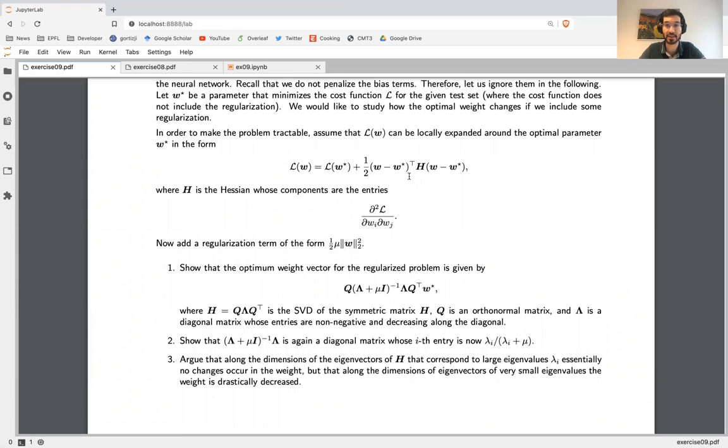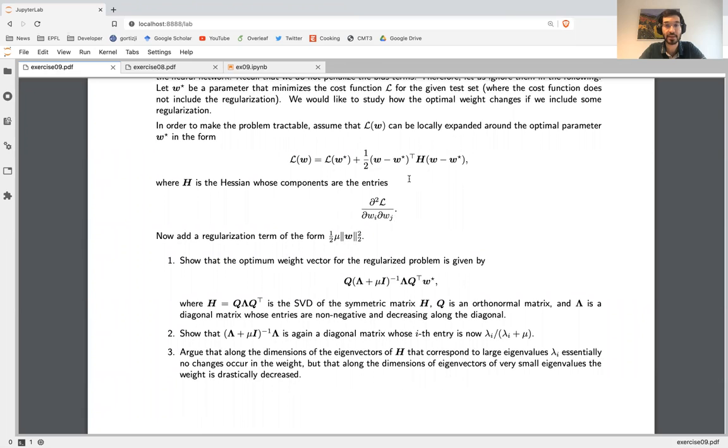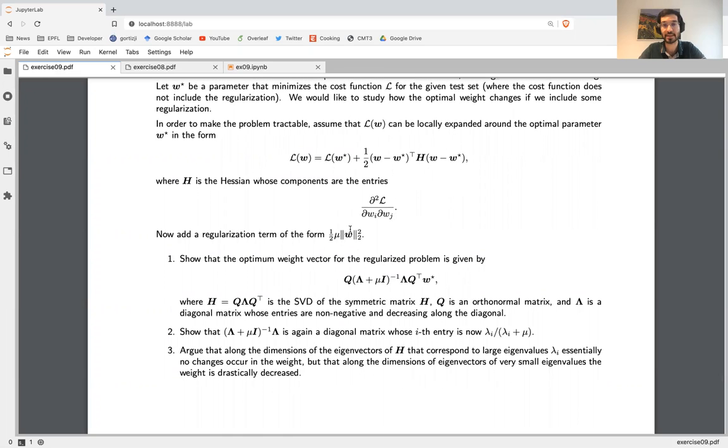So it's a matrix. And so the exercise asks you what would happen if now we augment this loss with some regularization term that looks similar to the ridge regression term. And the question is, if we just add here this regularization, how will W start changing?